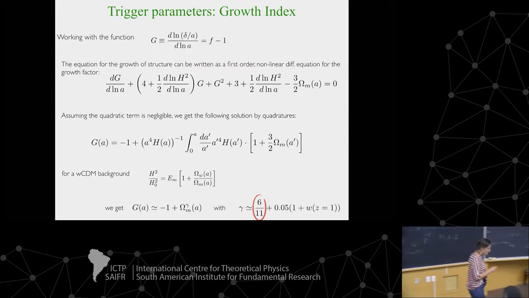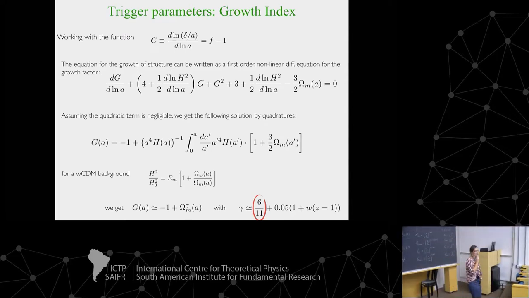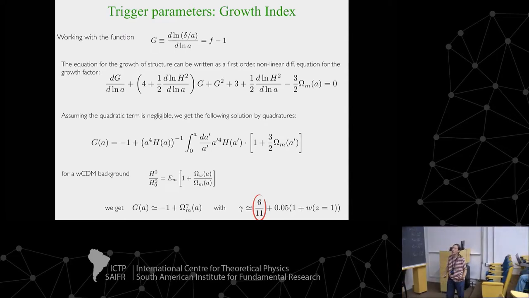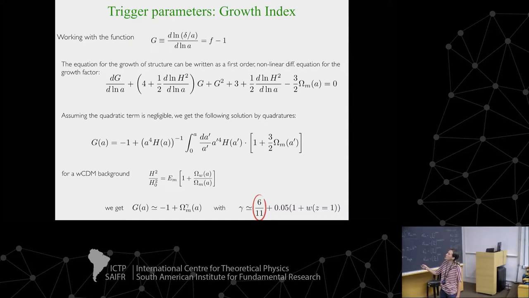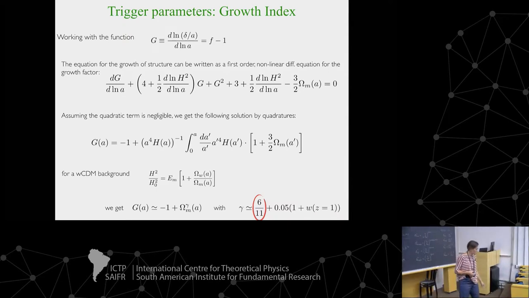So let me show a little bit of the math, since there were some questions about typical forms of this. It's simpler if we define capital G as F minus 1. So instead of d log delta and d log A, let's take d log delta over A. We sort of factor out the linear growth characteristic of matter domination, lambda CDM. Then we have the second order differential equation for delta, for the growth of structure. I can rewrite it as a first order differential equation for my G.